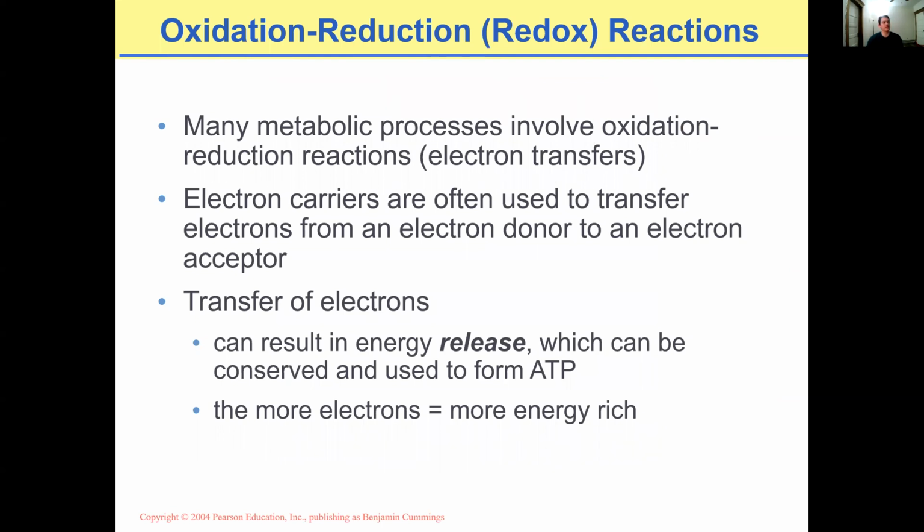So continuing on with oxidation reduction reactions, as I've stated before, many metabolic processes involve oxidation reduction reactions because they need that electron transfer. And the electron carriers are often used to transfer electrons from an electron donor to an electron acceptor. So that gets us to this transfer of electrons. What drives that? Well, first of all, it can result in the release of energy, which can be conserved and used to form ATP, with more electrons being more energy rich. If a molecule has more electrons, it is considered more energy rich.